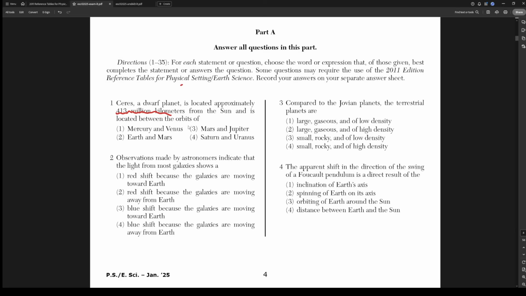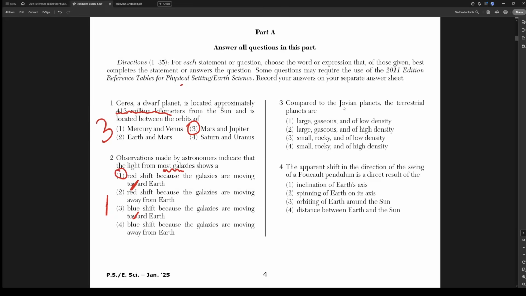Looks like 3. All right, number 2, observations made by astronomers indicate that the light from most galaxies shows a what? So we have to know that most galaxies in the universe are going away. They're moving away from us. So that gets rid of that, and that gets rid of this. Anything that's moving away is a redshift. This is literally a memorize, so you're just going to have to remember that.